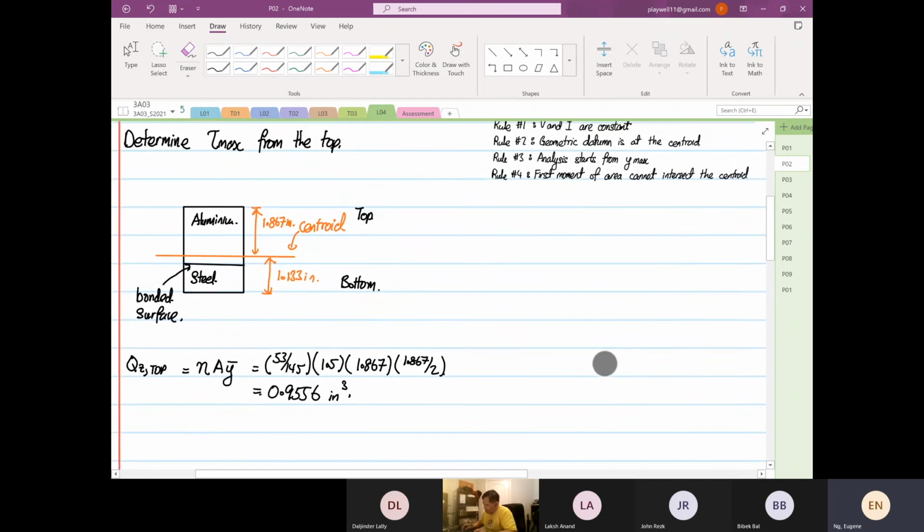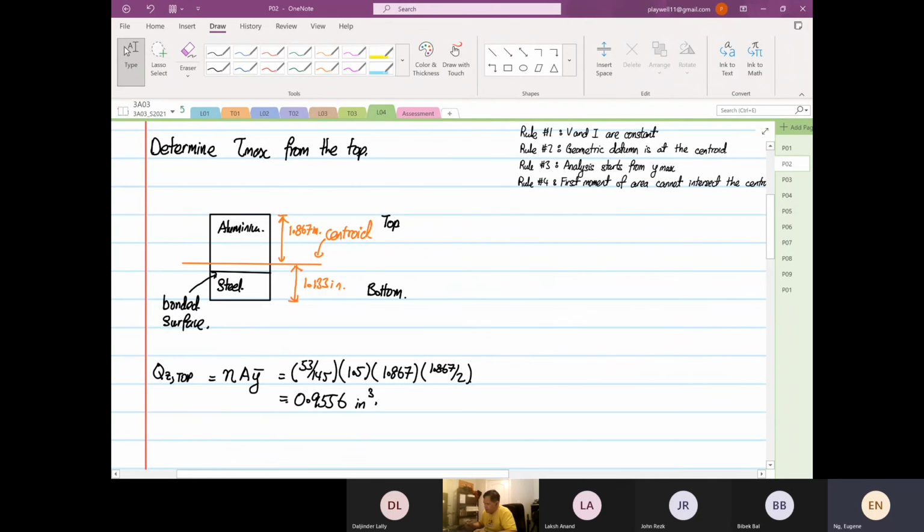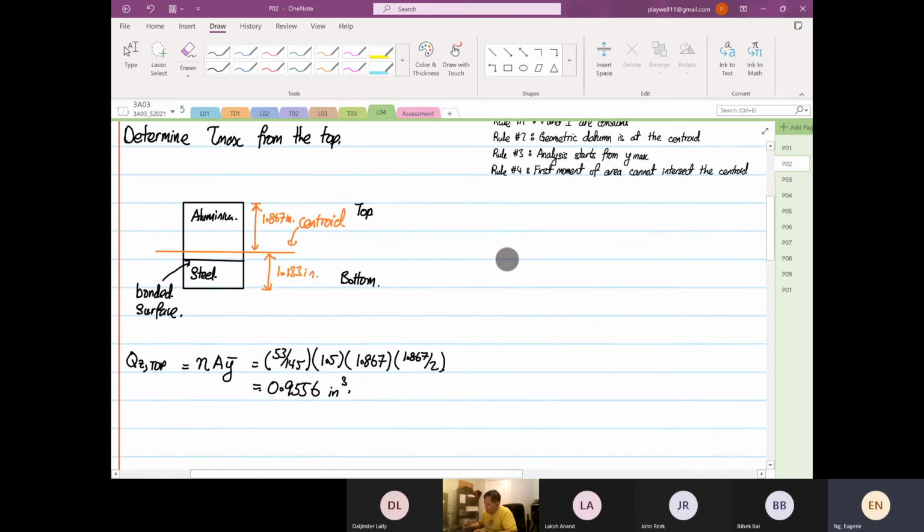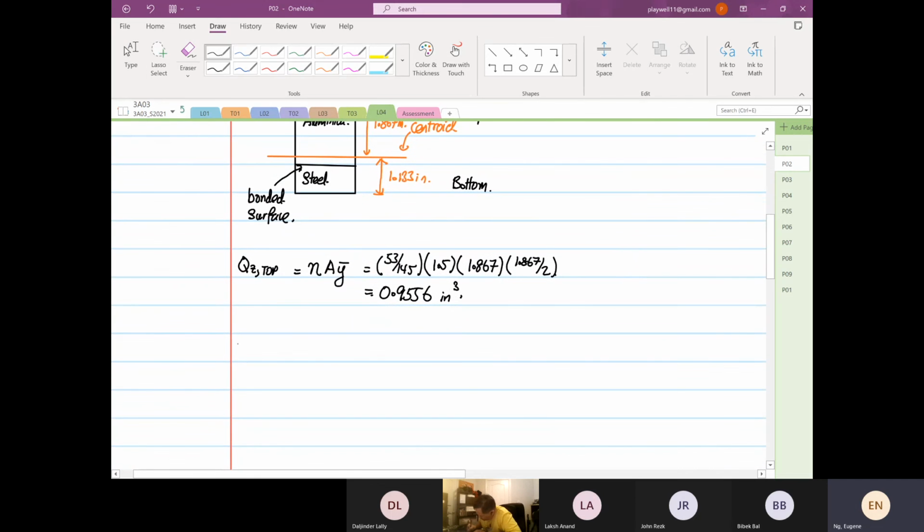Okay, now I'm going to do the same, but now determine tau max from the bottom. The Qz from the top and the Qz from the bottom will be the same. Why do I mention that? Because for the maximum shearing stress, we know that Vy over Izz is constant. t is also constant at 1.5. So the only thing that will change is the Qz. The rest is all constant.